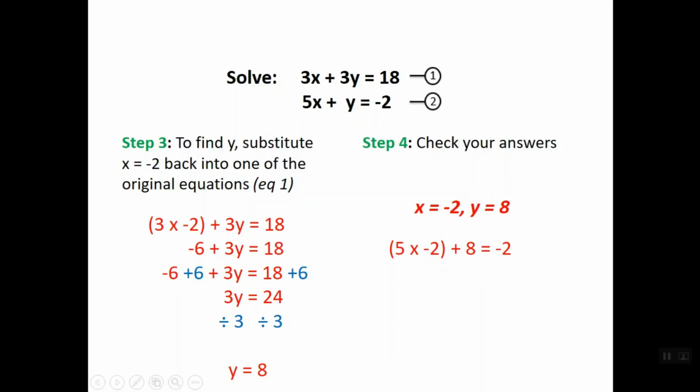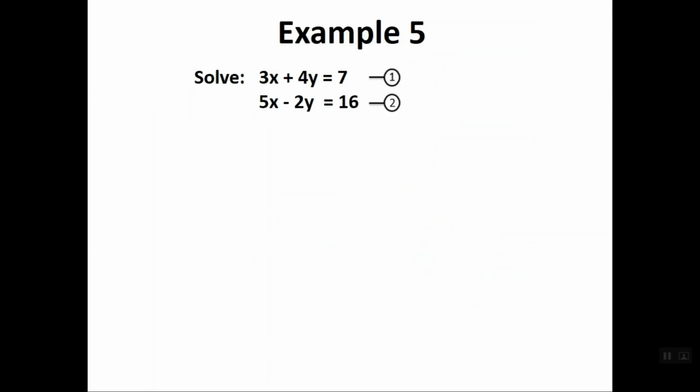Now I'm not even worried about my right hand side, so I just need to simplify my left hand side to see if I get the same that's on my right. So I have 5 times negative 2, which would have given me negative 10 plus 8. When I work out negative 10 plus 8, I should get negative 2, which therefore means my answer is correct. Now let's look at another example involving the coefficients being different for both variables.